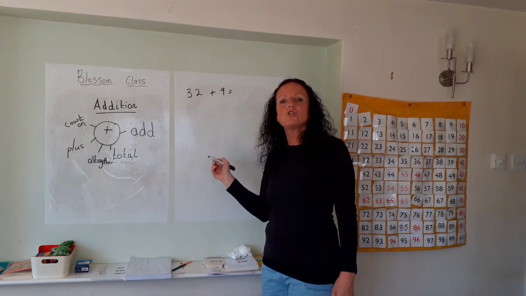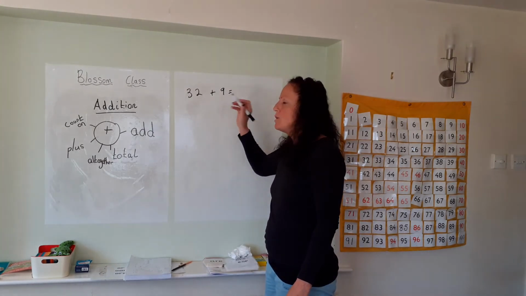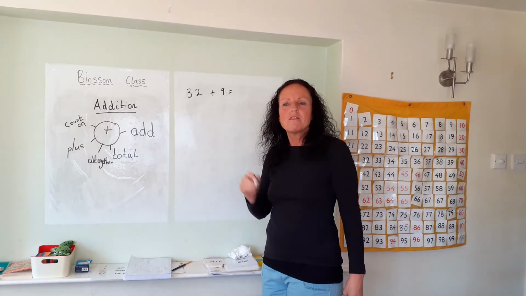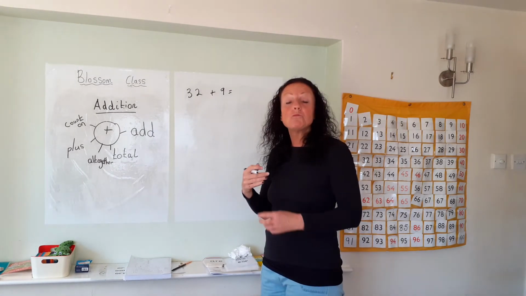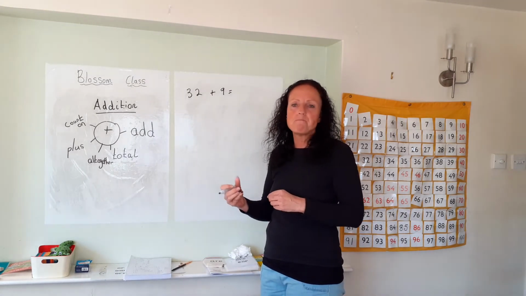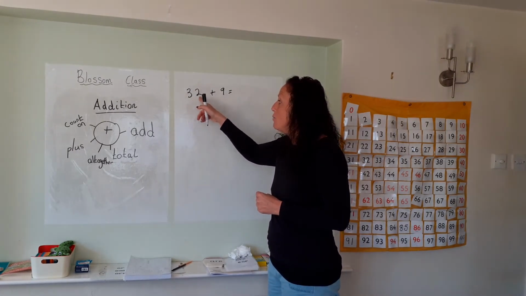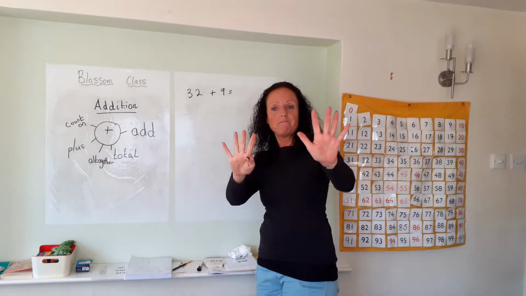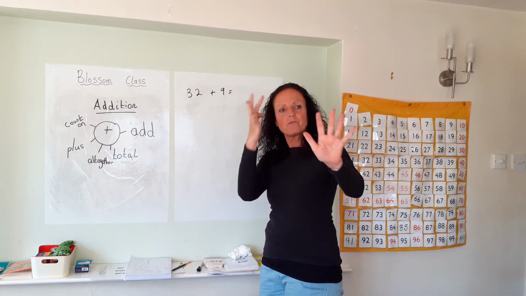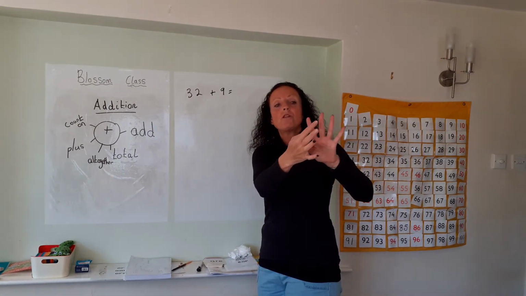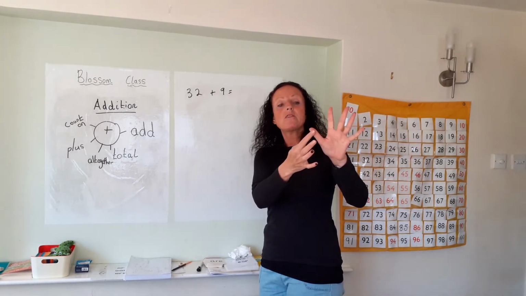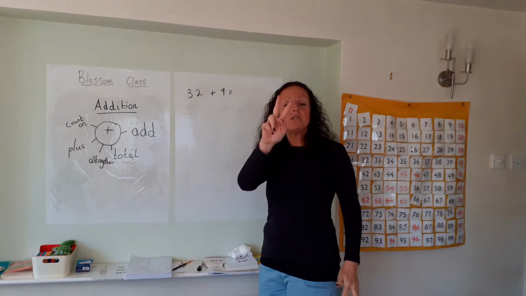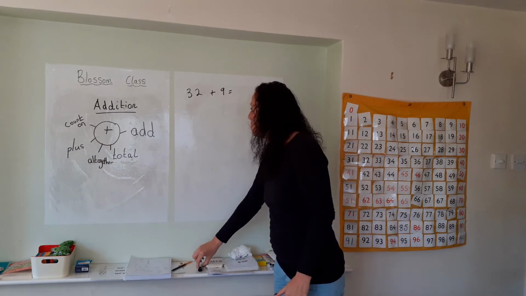32 is a huge number. For you to draw 32 dots, that would take you a long time. Yes, you would probably get there, but it would take you a long time. So you could either put 32 in your head and show me 9. So 32, 33, 34, 35, 36, 37, 38, 39, 40, 41.